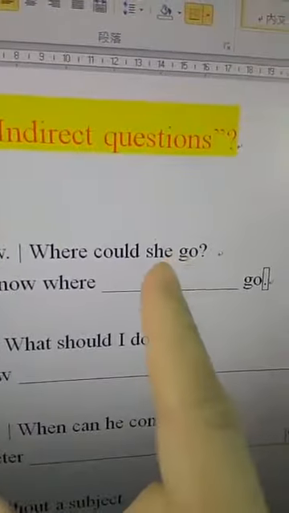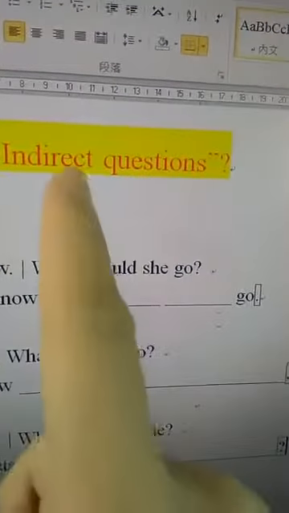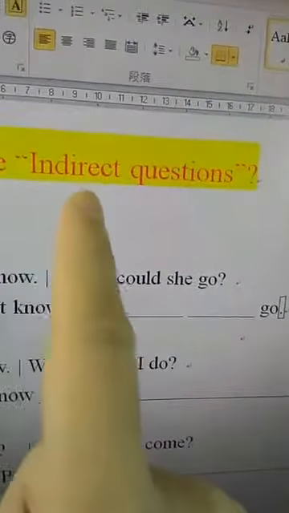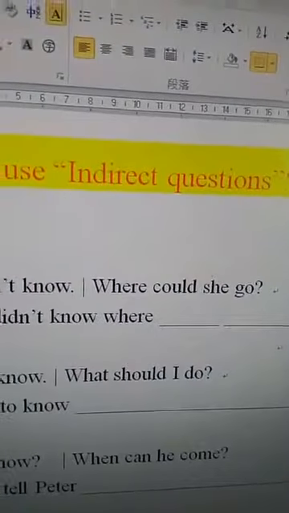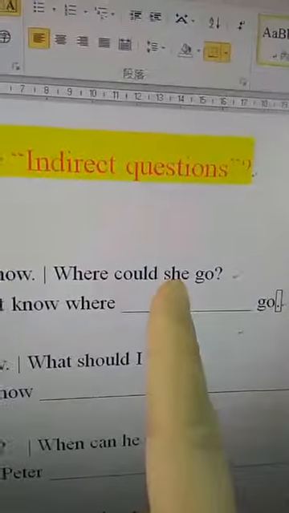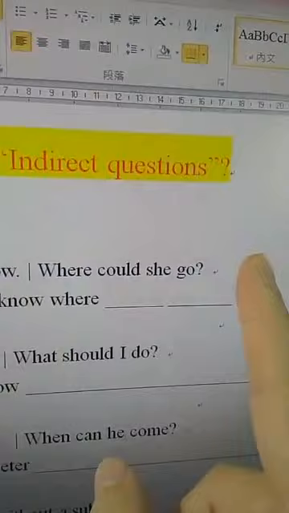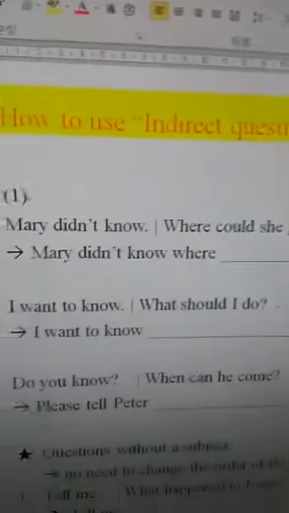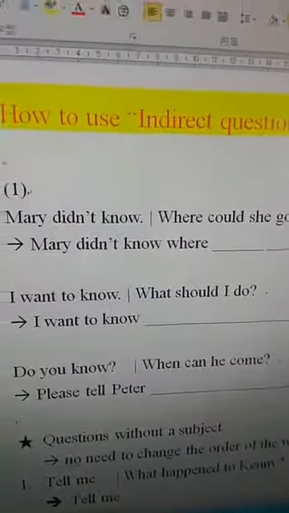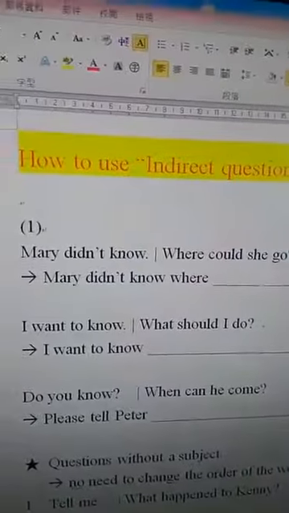Where could she go? This is a question, and we can also call this a direct question. So what is an indirect question? If you put a speech or an announcement in front of a direct question, then you have to change direct questions to indirect questions. So how to do it? I think it is very hard if I just explain it grammatically. So the best way to learn indirect questions is to do some practice.